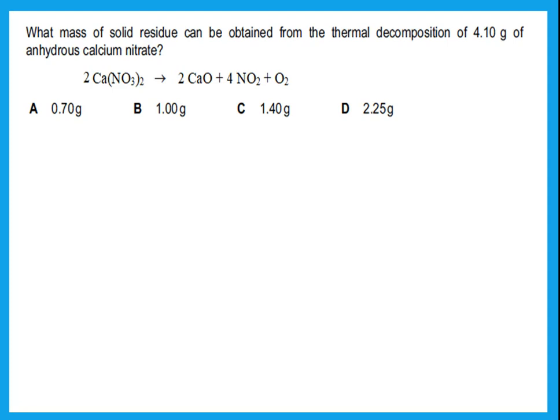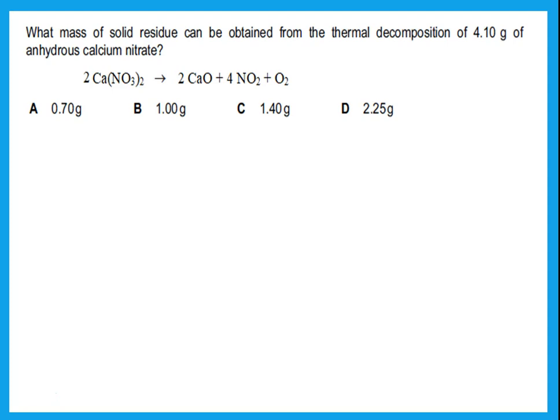First of all, he wants mass of solid residue. Now, what is coming out from this reaction? Calcium oxide is the solid, but nitrogen dioxide and oxygen are gases, so I'm not going to talk about that here. So, from the equation says 2 moles of calcium nitrate should give 2 moles of calcium oxide. That means that the number of moles of calcium oxide is the same as the number of moles of calcium nitrate. Number of moles, not mass.